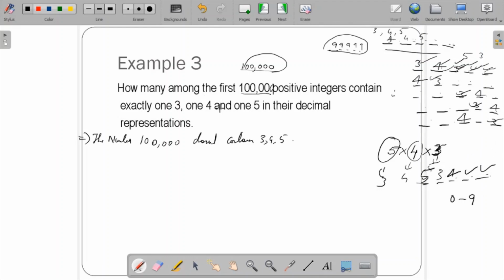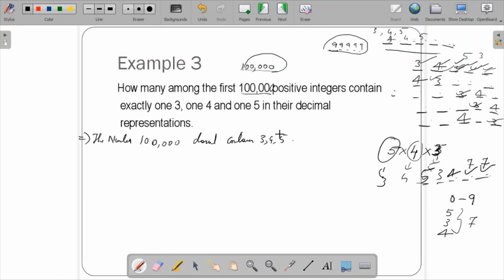So exactly one 3, one 4 and one 5 must appear in the decimal representation. That's what they told. So out of these, you remove 5, you remove 3, you remove 4, because mandatorily the positive integer contains exactly one 3, one 4, one 5. That means they should appear. Remaining how many digits are there? 7. So 7 digits can occupy here, 7 and 7. So this is the answer.